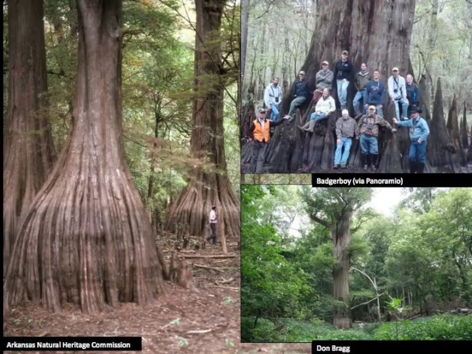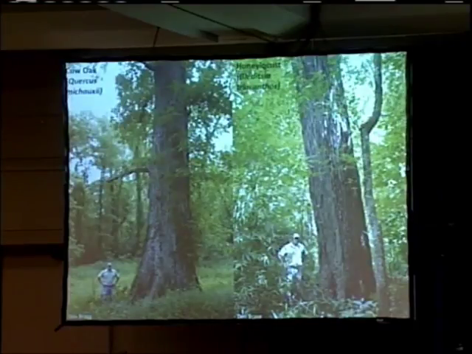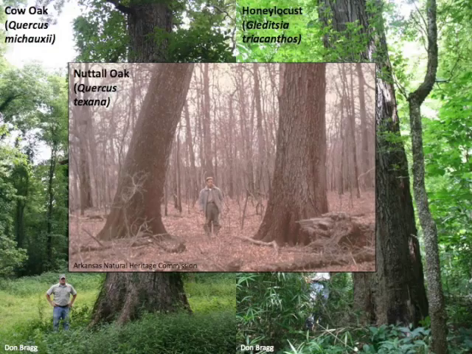Massive trees. That's Tom Foti, ecologist for Natural Heritage, for scale. He's a regular size guy. Massive. A lot of our state champion trees are in this area. Here's a large cow oak, Quercus michauxii, a large honey locust. Probably new state champions found by Don Bragg from the Forest Service. State champion Nuttall oak, White River Refuge.